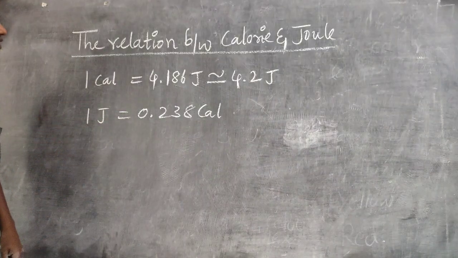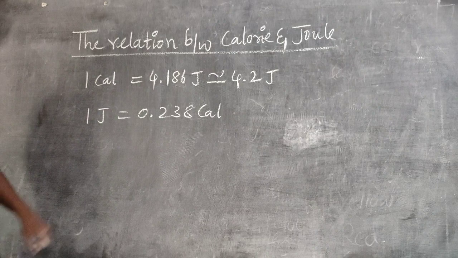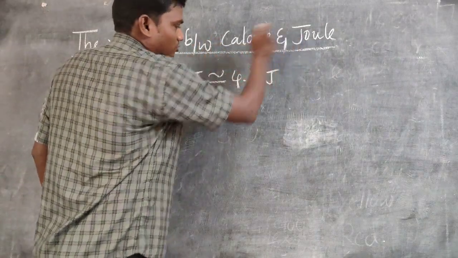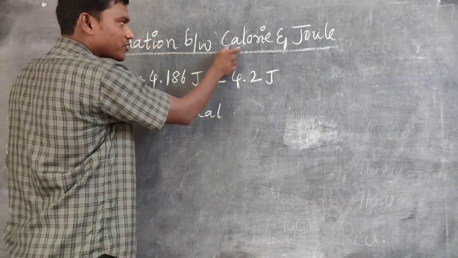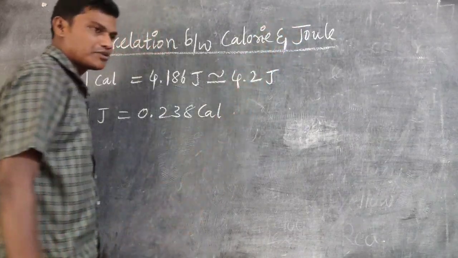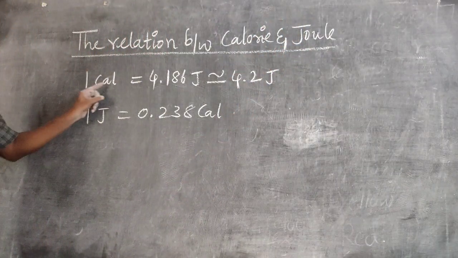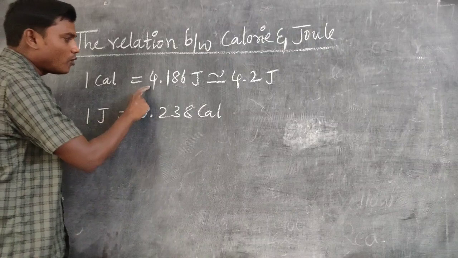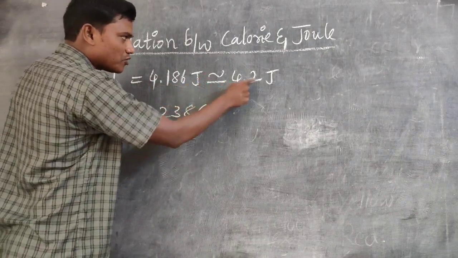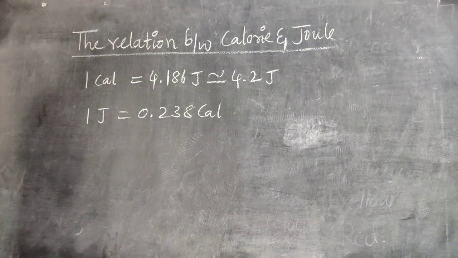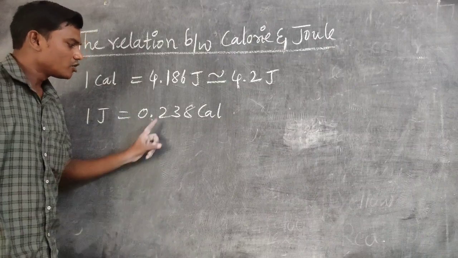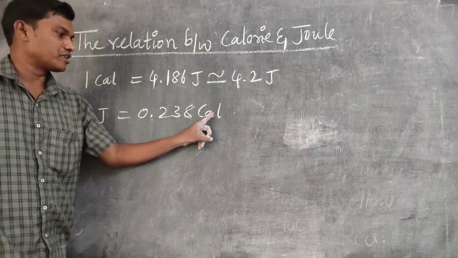Now we discuss another topic, that is, what is the relation between calorie and joule. Already we know that calorie is the CGS unit of heat energy and joule is the SI unit of heat energy. 1 calorie is equal to 4.186 joules, approximately equal to 4.2 joules. But 1 joule is equal to 0.238 calories.